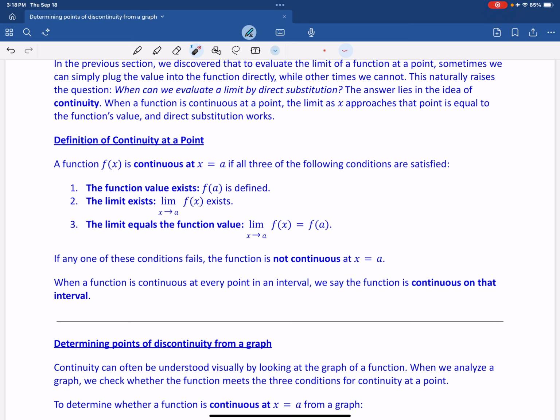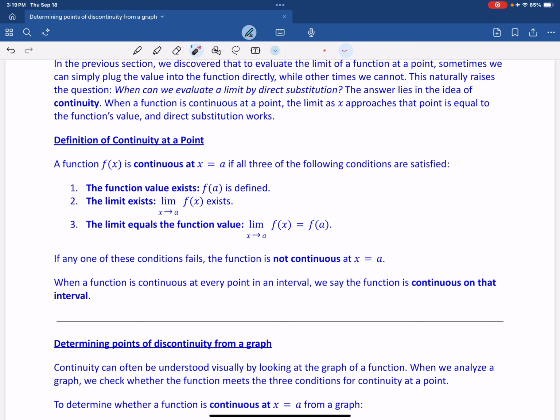And the last thing is that the limit equals the function value. So whatever you found in part 1 and whatever you found in part 2, the function value and the limit, they have to agree. And if you meet all three of those conditions, you are continuous at that point. But if any one of those three conditions fail, it is not continuous at x equals a. So when it's not continuous, that's called discontinuous.